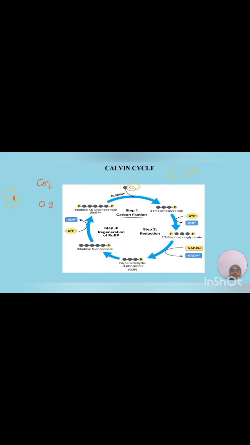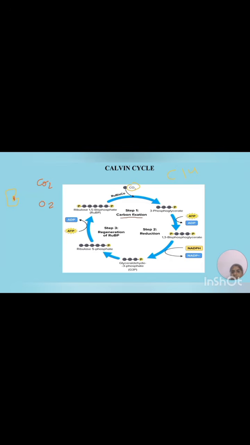When the oxygen concentration is high compared to CO2, oxygen binds to the Rubisco enzyme. Here the process of photorespiration starts. So now we will see one by one. First, when CO2 concentration is high, it binds to the Rubisco enzyme.